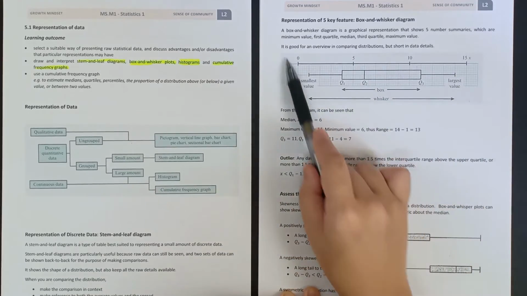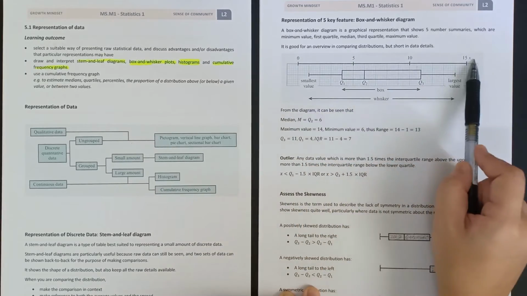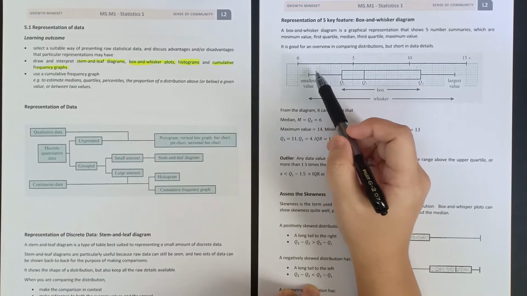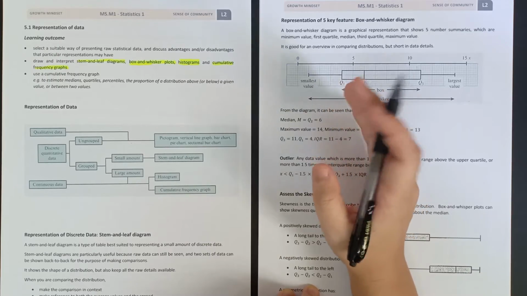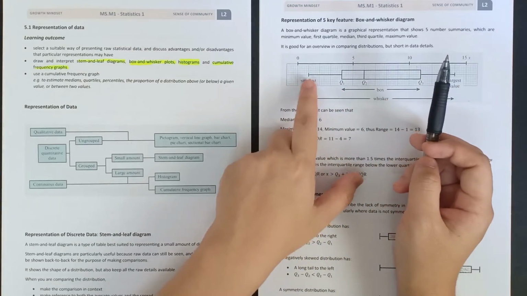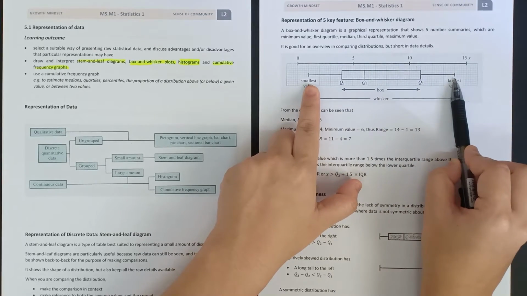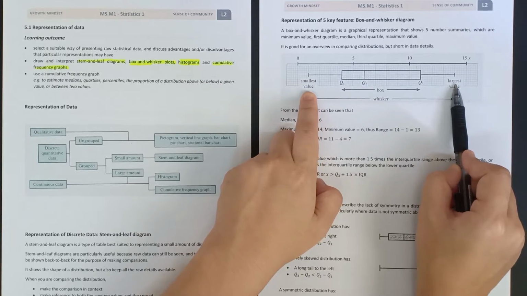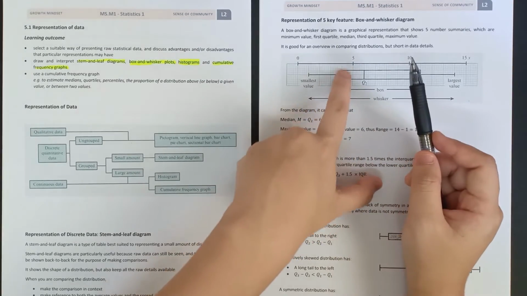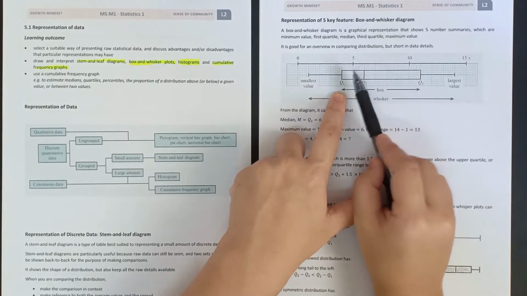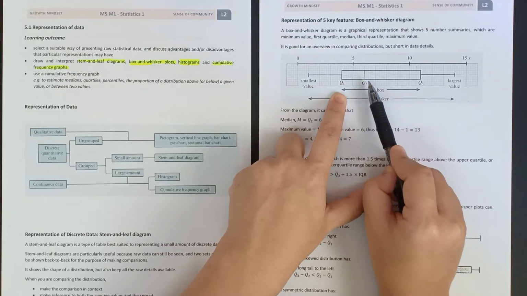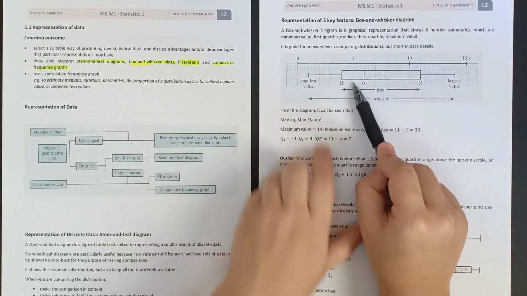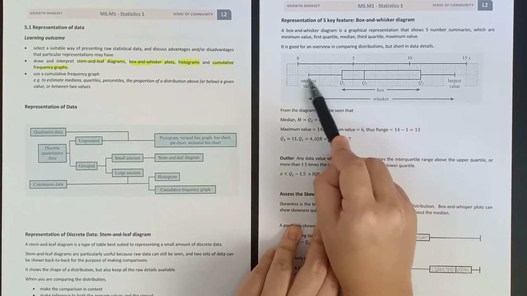So for the box and whisker, normally we will have a scale, just like how you draw a graph, you need a scale. Then the start and the end of your graph are going to be the minimum value and the maximum value. For your box, the start of your box will be your lower quartile, the second line will be your median, and the last line will be your third quartile. Then you draw a box. This is what is called a box and whisker.